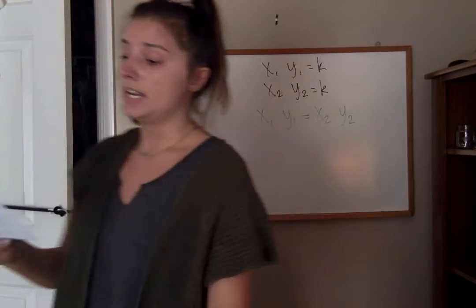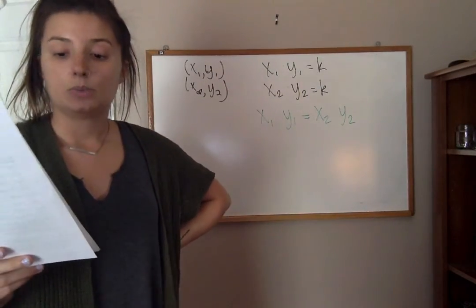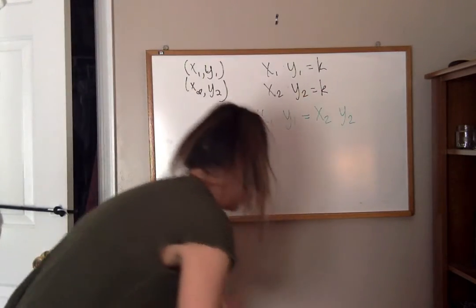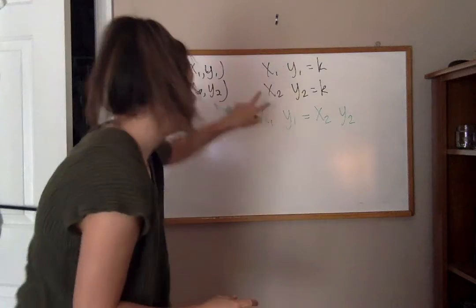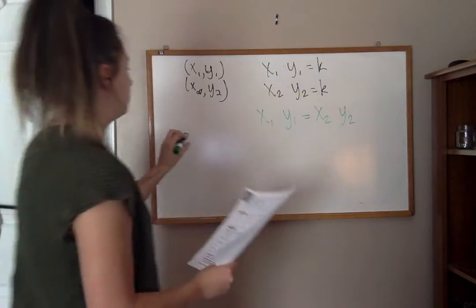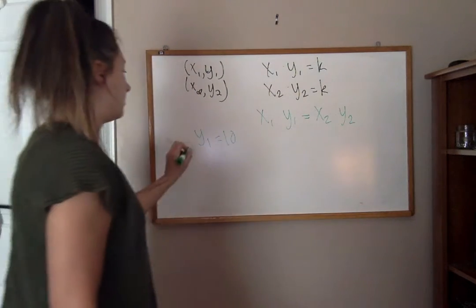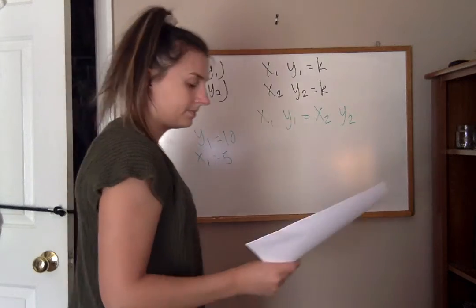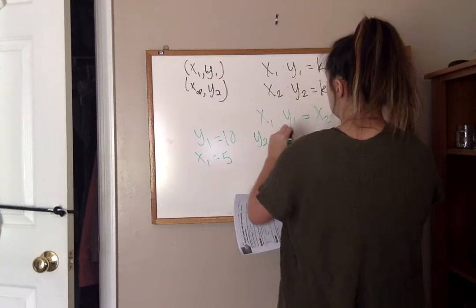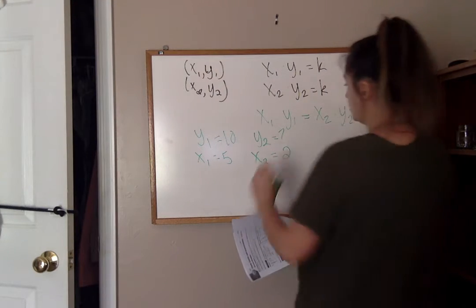So for number one, it says if y equals 10 when x equals 5, find y when x equals 2. Okay, so I'm going to label these based on the variables I have here. It says y equals 10, so I'm going to say that's y1. Then it says when x equals 5, so x1 equals 5. It says find y, so that must be y2, when x equals 2. So x2 equals 2.